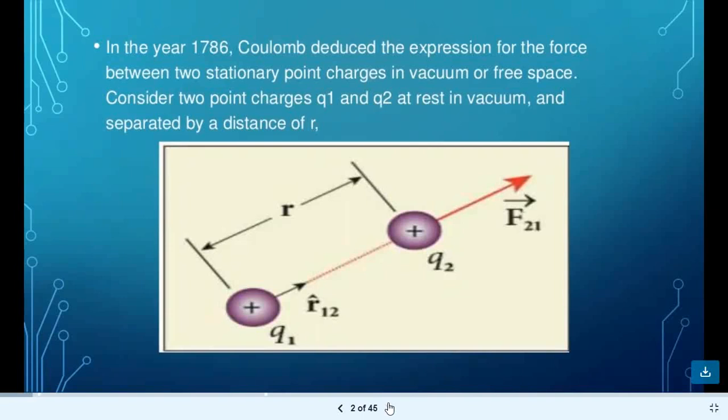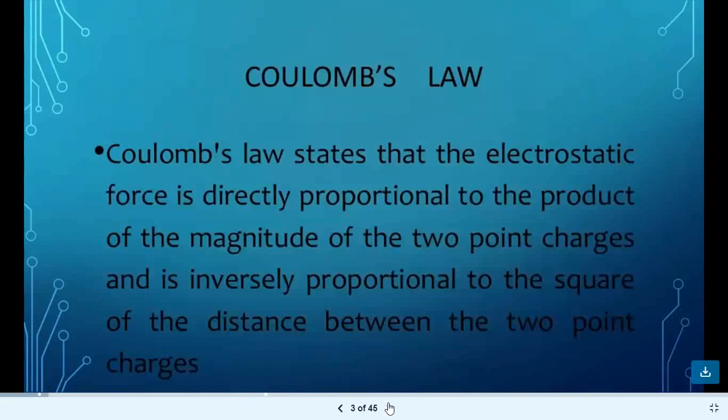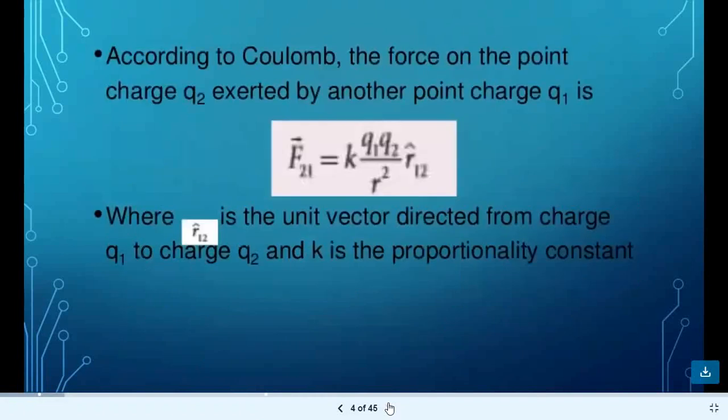We have two positive charges, Q1 and Q2, separated by a distance R. What is the statement of Coulomb's law? Coulomb's law states that the electrostatic force is directly proportional to the product of the magnitudes of the two point charges and is inversely proportional to the square of the distance between them. What it means is that the force, which is either attractive or repulsive, will depend on the magnitude of the point charges and is inversely proportional to the square of the distance between them.